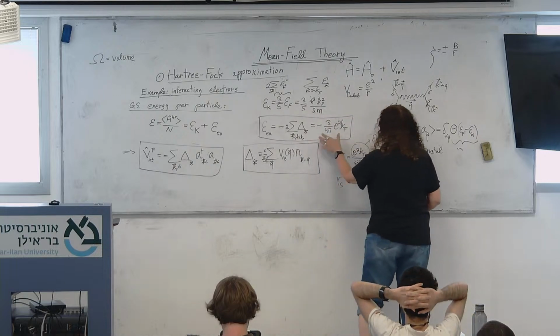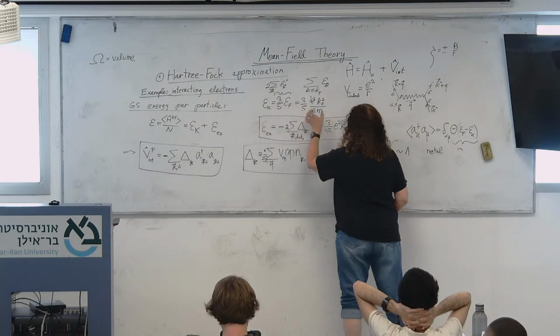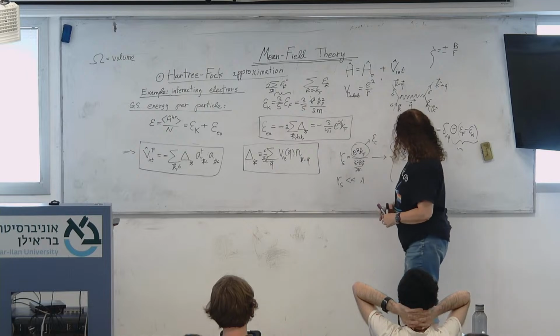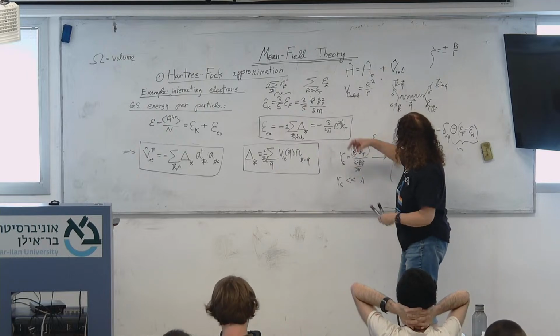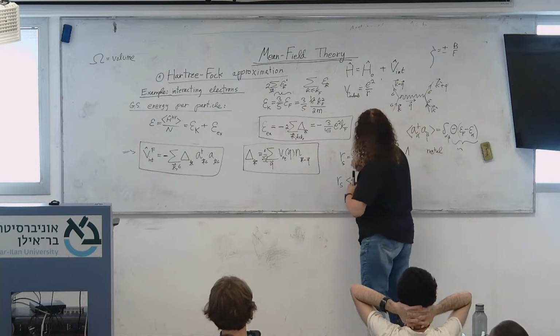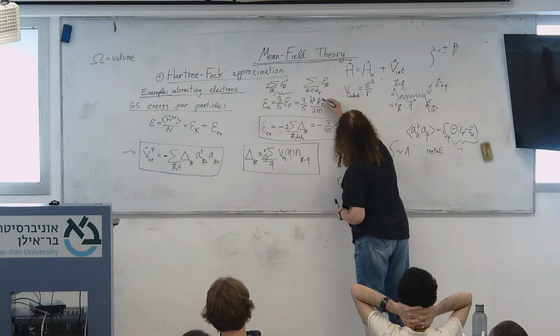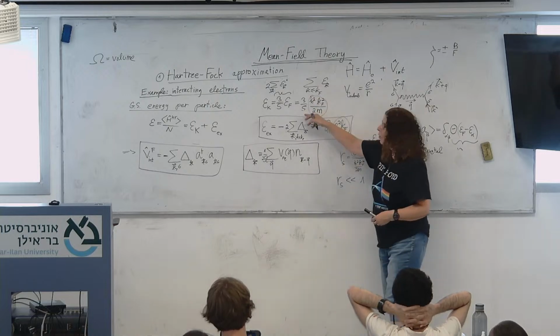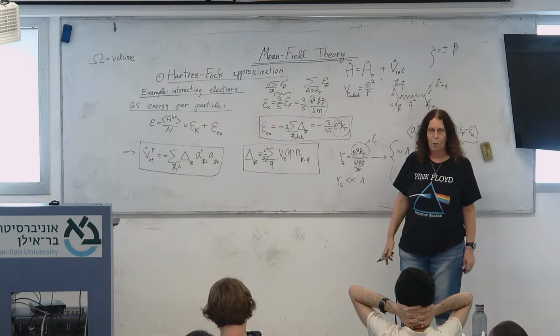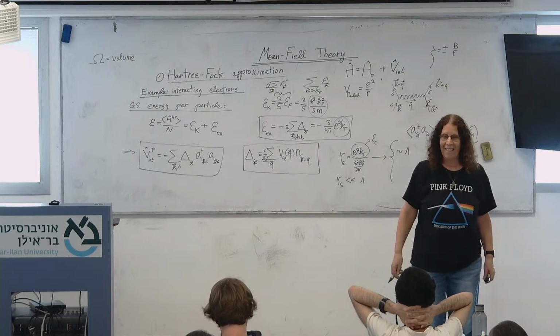So I got something for this, and I got something for EK. And RS is just the ratio between this and this. I'm forgetting about the numbers because the numbers are of order 1 for me.